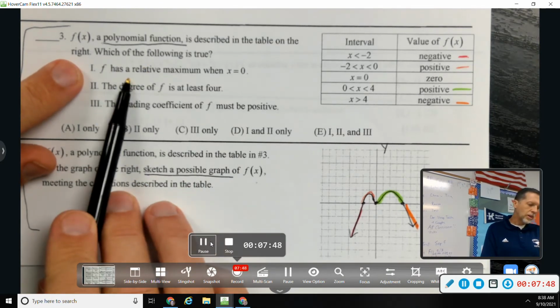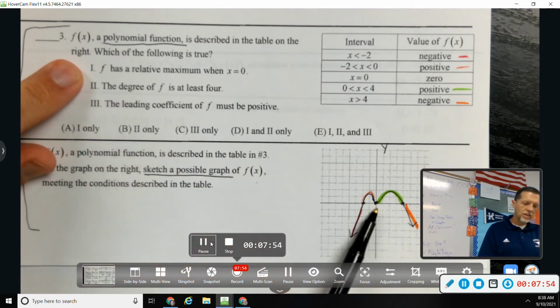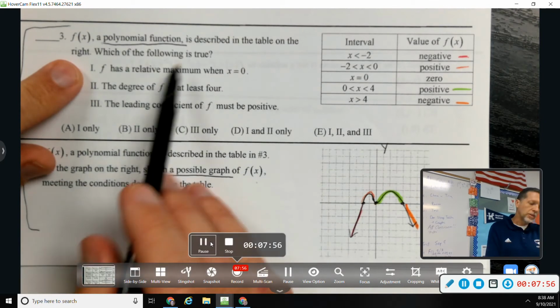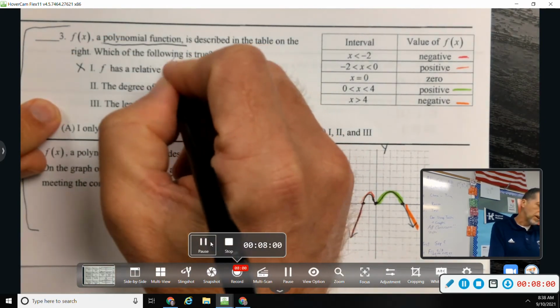F has a relative maximum when x equals 0. Yes or no? No. At x equals 0, we're at a relative minimum, so that's a no. Because that was supposed to be a minimum there.